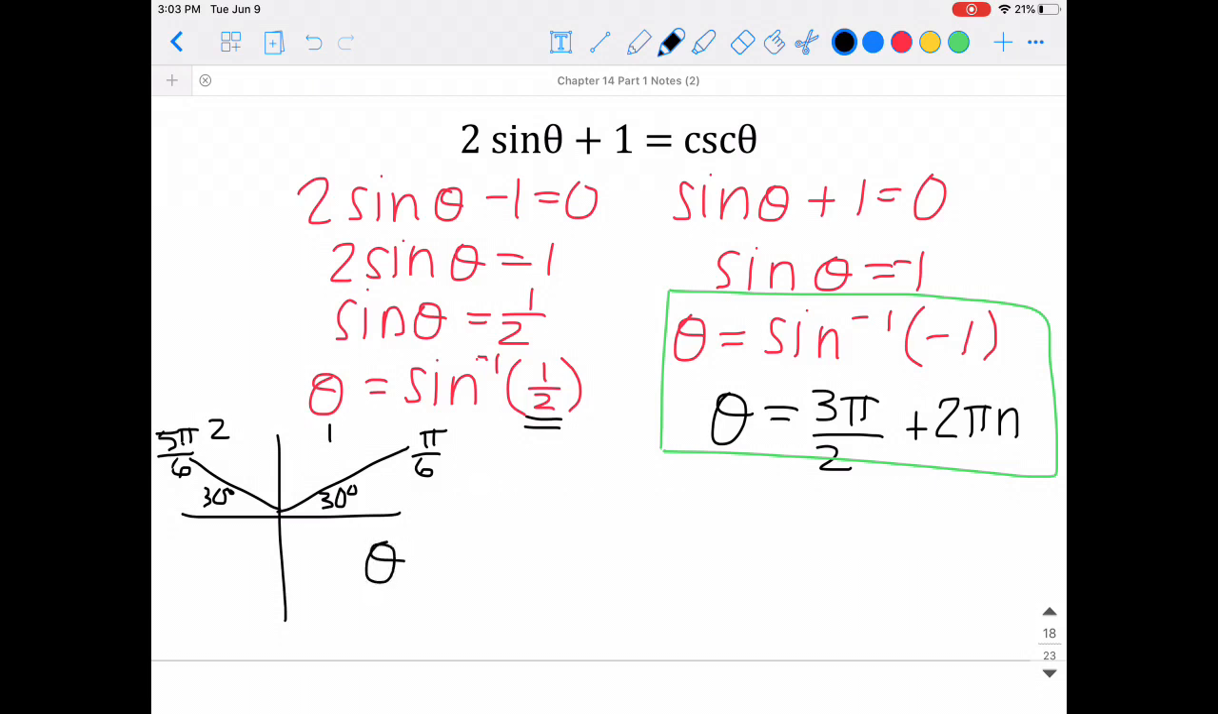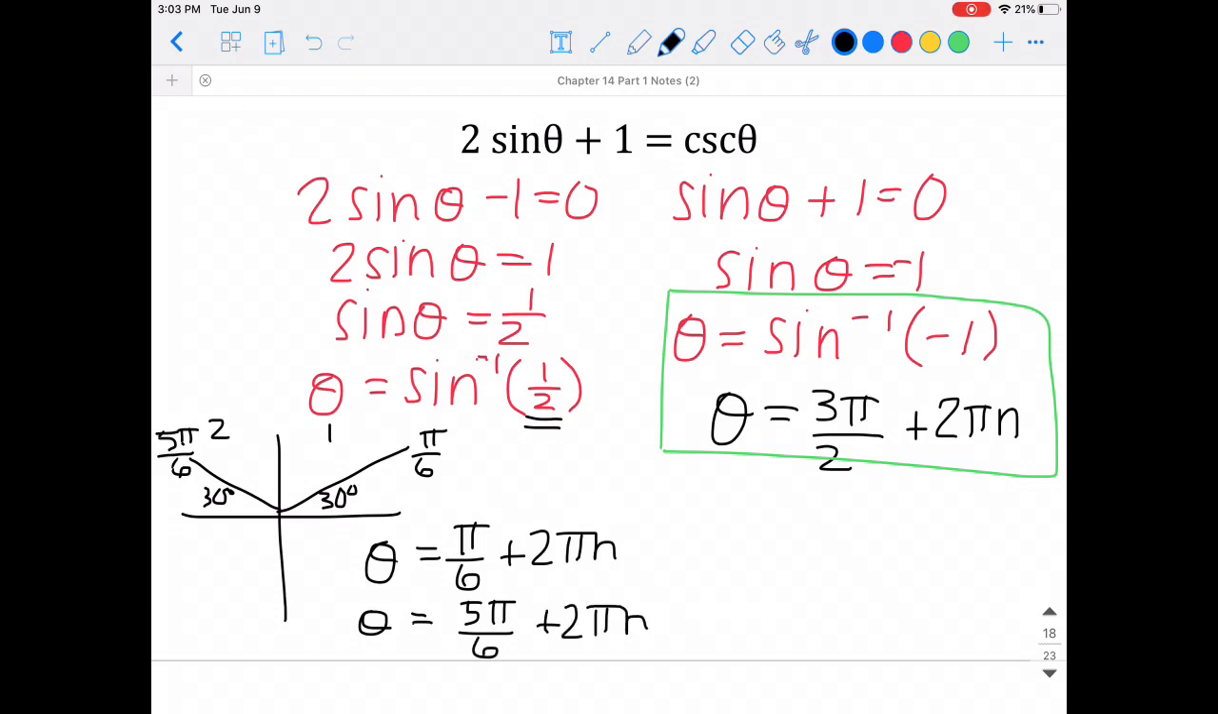So our theta in this case is going to be equal to pi over 6 plus 2 pi n, and theta equals 5 pi over 6 plus 2 pi n, and those are our complete solutions. Do not forget to add 2 pi n, because otherwise you're not going to have infinitely many solutions.